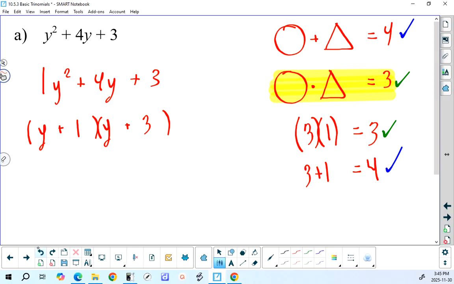Now it does ask us to check this by multiplication. So when I look at first, outer, inner, last, I get y squared. Well, that's good because I want a y squared. Jackpot. At the top of the screen, I can check off y squared. My outer is 3y. My inner is 1y. And my last is 3. That gives me the 3 at the top of the screen. And the 3y and the 1y gives me 4y. So this is the answer to the question. This is y squared plus 4y plus 3 in factored form.